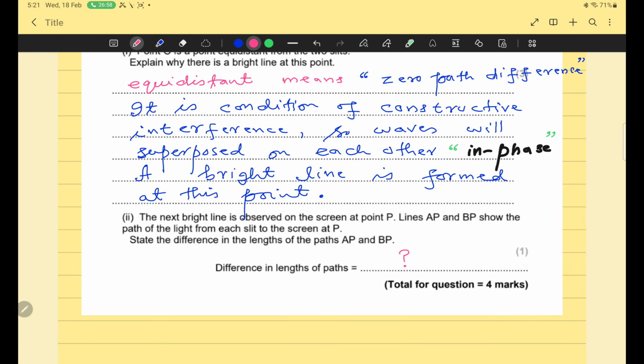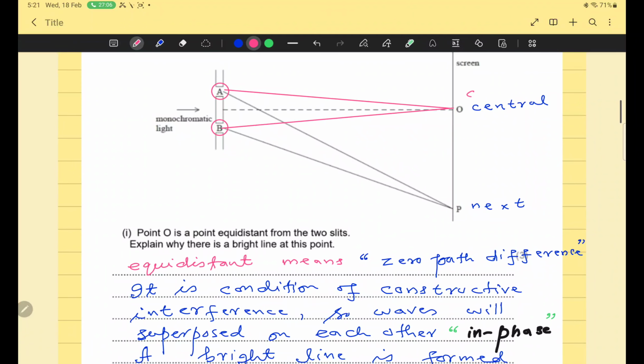No, no, no. It will be 1 lambda, beta. 1 lambda. Why did you jump directly to 2 lambda? It is 0 lambda, then the next will be 1 lambda. And if I ask you in terms of phase difference, then the phase difference should be 0 pi, then 2 pi. I think you confused lambda and pi.